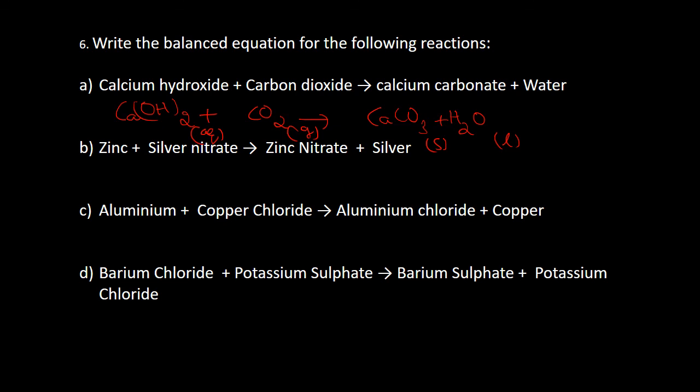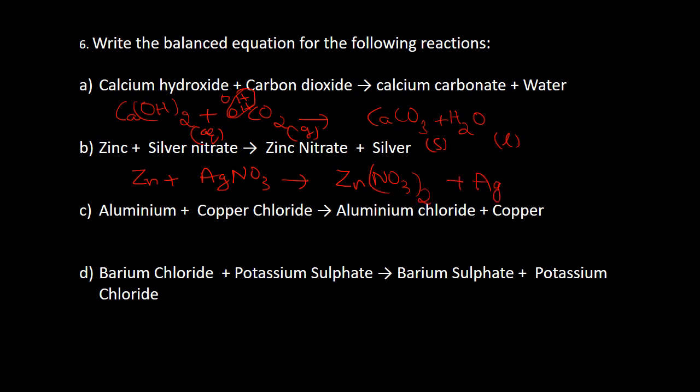So Ca(OH)2, CO3. OH and OH, you will write it here. OH and OH. One H2 and one O is remaining. That will combine with CO2 to form CO3. H2, it is already balanced now. Next is zinc plus silver nitrate. So how to write silver nitrate? AgNO3. That forms zinc nitrate, Zn(NO3)2, plus silver.